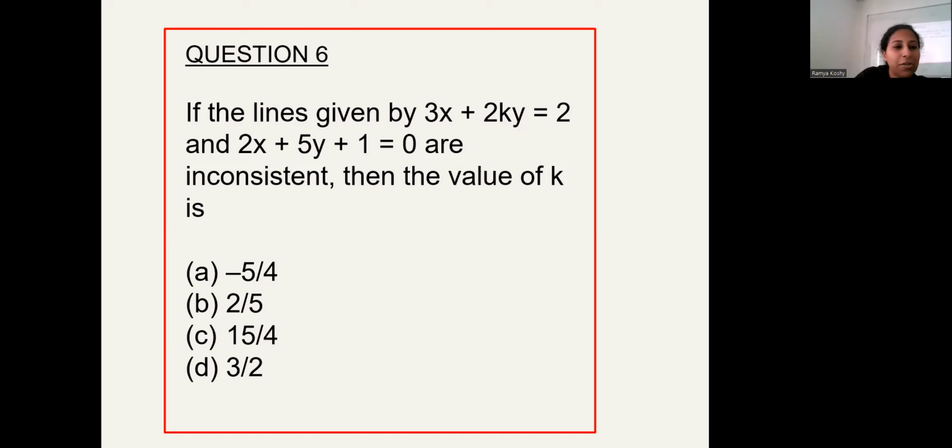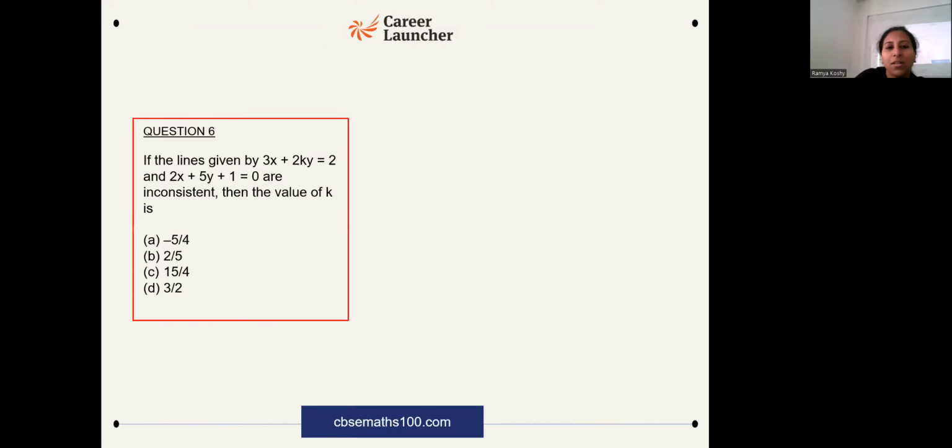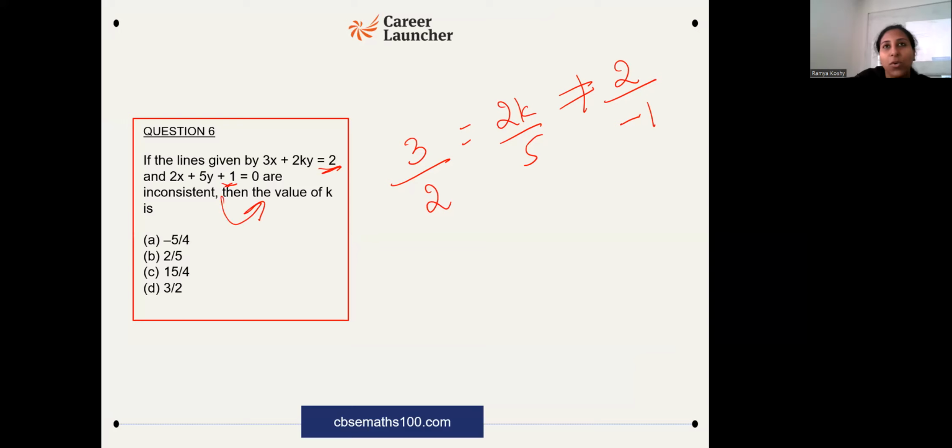So here you need to remember, for sure, if they're parallel, 100% A1 by A2 must be equal to B1 by B2. Okay. So 3 by 2 must be equal to 2k by 5. Whatever value you get here should not be equal to 2 by minus 1. Because see here 2 is on the right side, plus 1 is on the left side. So if I move this over here, I will get 2 by minus 1. But for this question, this condition did not matter, because you're having values given here everywhere.